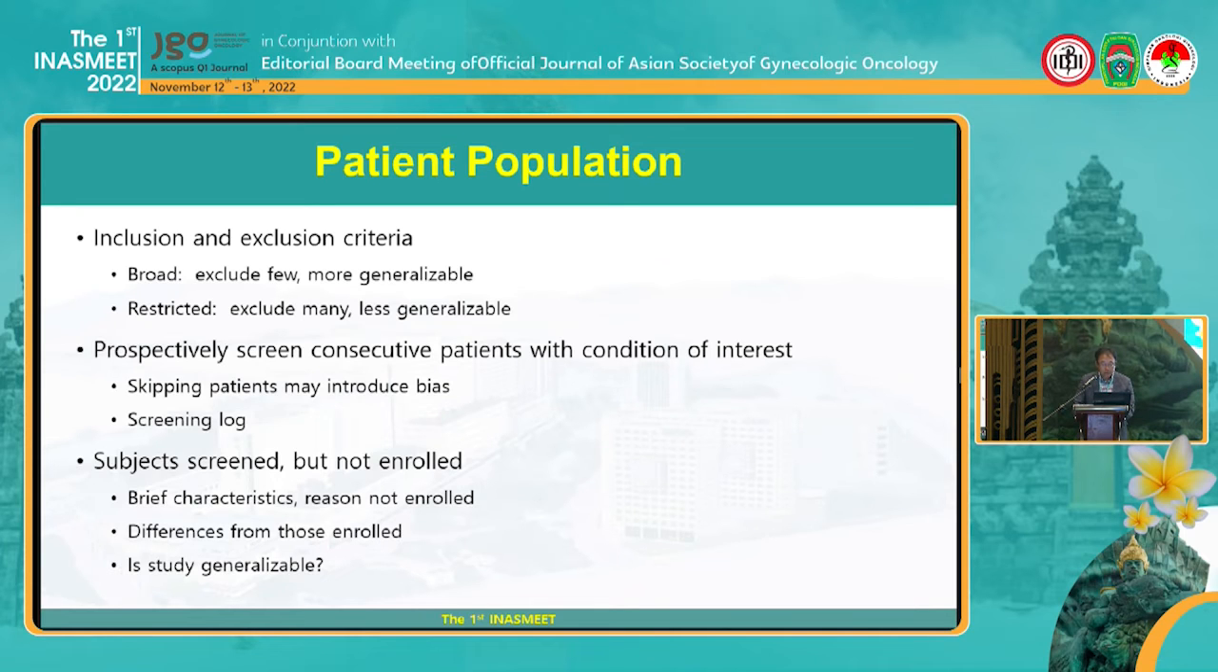It is better to screen consecutive patients with a condition of interest, because skipping patients may introduce bias, and it is good to record the screening log. For patients who were screened but not enrolled, it is important to record brief characteristics and reasons not enrolled.